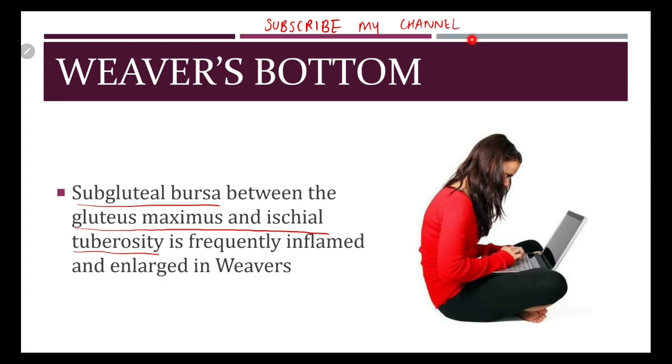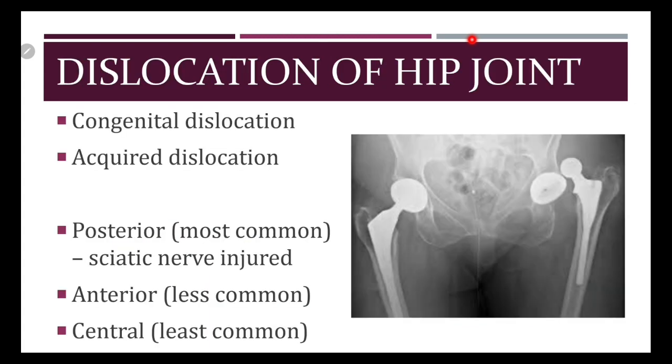Now we are doing dislocation of the hip joint. There are two types, congenital and acquired. The congenital dislocation of hip joint is more common than any other joint in the body. It occurs due to two reasons. First, the joint capsule is loose at the birth, and second, there is hypoplasia of the acetabulum and femoral head.